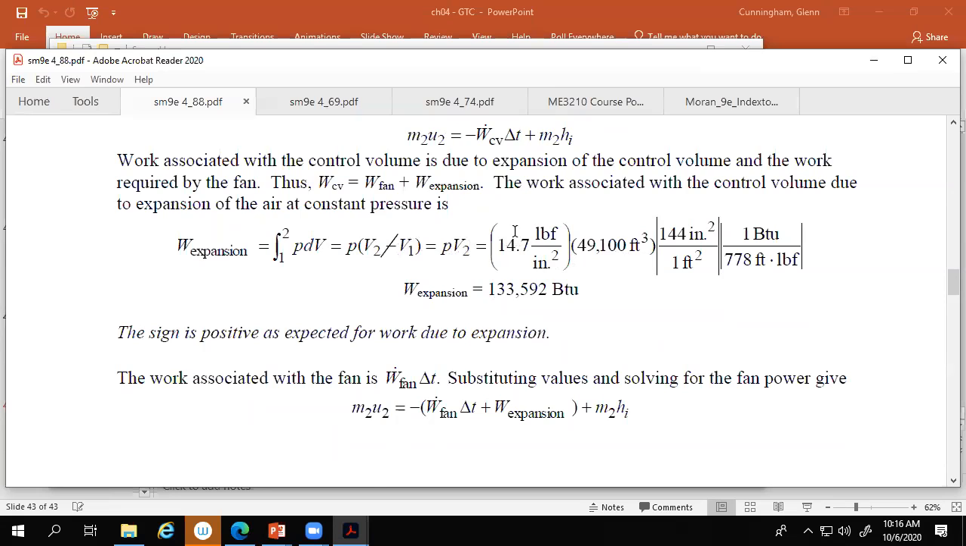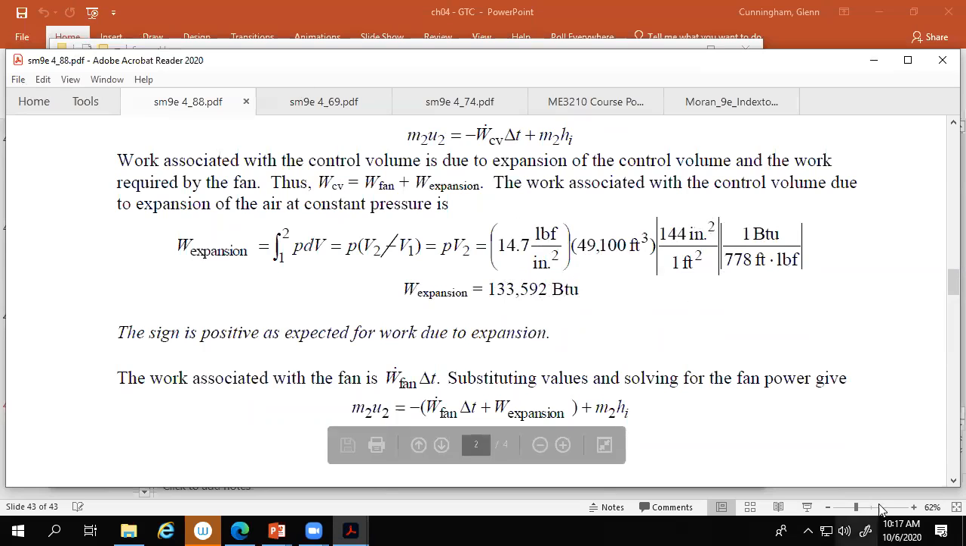So that pressure is 14.7 pounds force per square inch. Remember, when you get the inches, look for the 144 that gets rid of the inches. And so that's what the 144 is there for. This is the volume, and so we got rid of that. We got feet cubed down here. And so then we use the 778 foot-pound force is 1 BTU, and so we convert all of that expansion work, 133,592 BTUs. And that's an amount, not a rate.